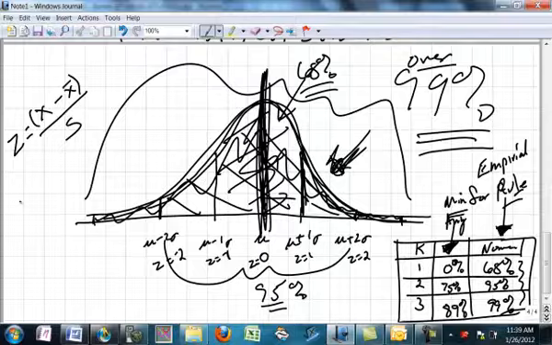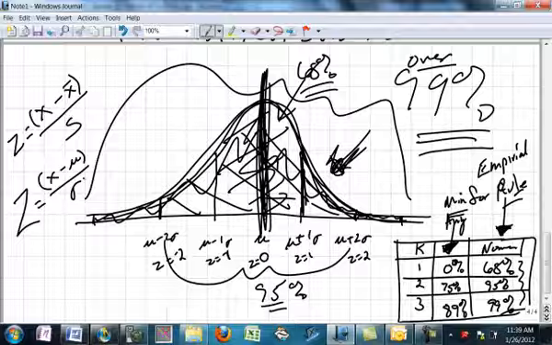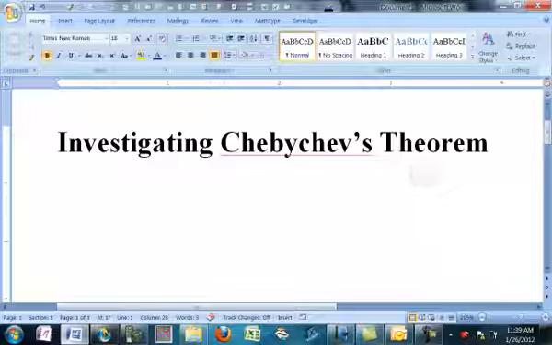Okay? And of course for a population, I guess I can use a capital Z for that, would be the x value minus mu over sigma. Okay, hope that was a little bit of help on investigating Chebychev's theorem.